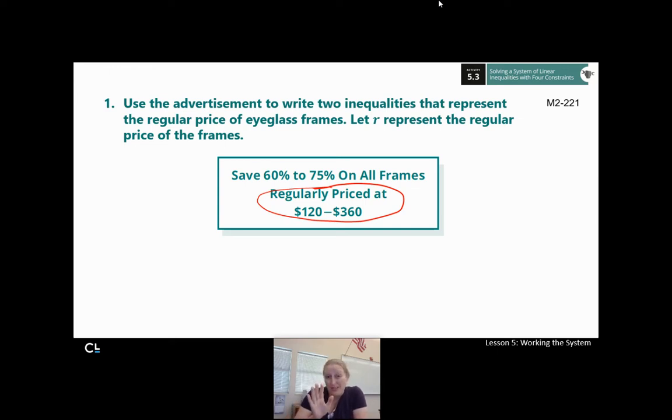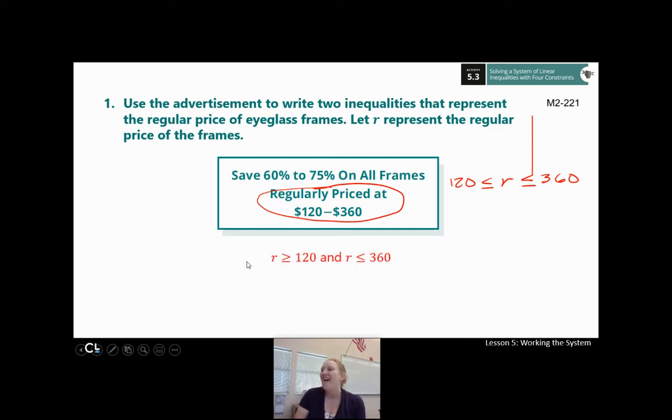Now, I hope you didn't overthink this too much because it wasn't that bad. We're saying, look, R can be between 120 and 360, right? So it's somewhere between these guys, which means R could be greater than or equal to 120, but it could also be less than or equal to 360. So the way I'm going to write this, if you remember our compound inequalities, this is an and statement. Our regular price could be greater than or equal to 120 and less than or equal to 360.